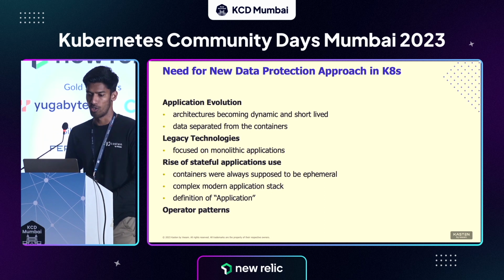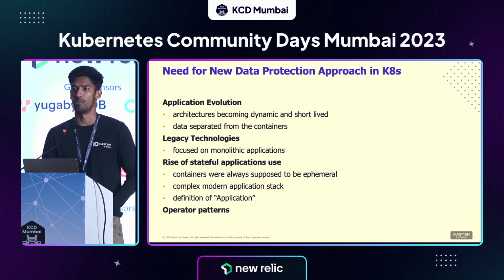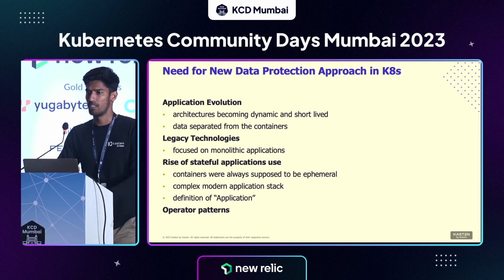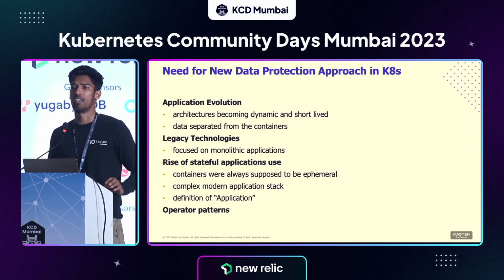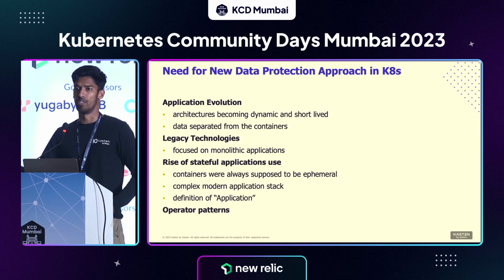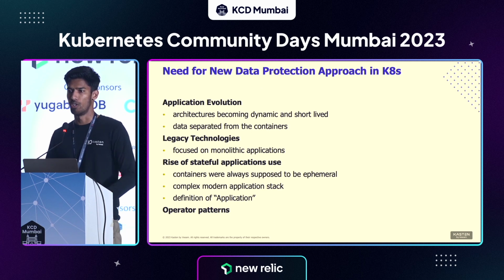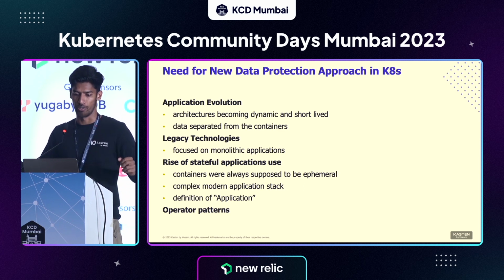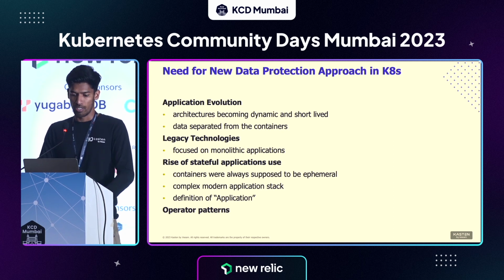All right. So why do we need a new data protection approach for Kubernetes? Why won't the traditional approaches or traditional solutions work in Kubernetes? There are different reasons. First is how the application architecture has evolved over time. If you look at the timeline, we have witnessed how the application architecture has evolved from mainframes to client-server based architecture, virtualization, and then we are here in the cloud native era, where everything is distributed, everything is dynamic and short-lived.